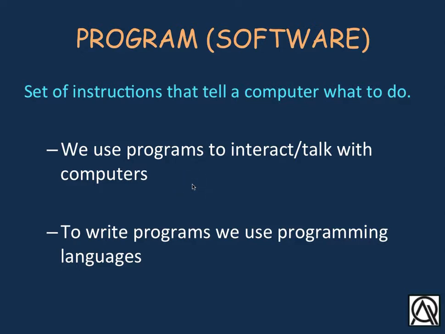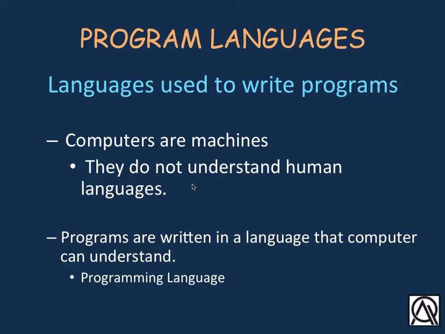Let's talk about programming languages. Basically, they are languages that are used to write programs. As you know, computers are machines. They do not understand human language. Programs are written in a language that a computer can understand, which is a programming language. So to be able to interact with a computer, we should write programs using a language that the computer can understand, which is a programming language.